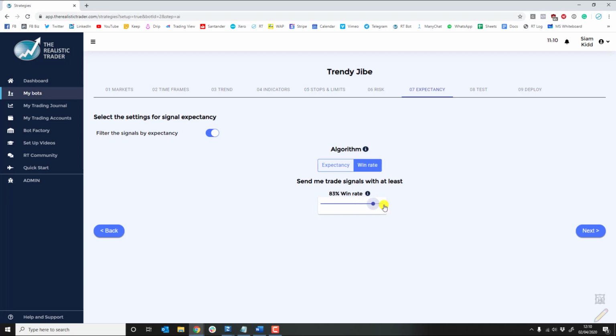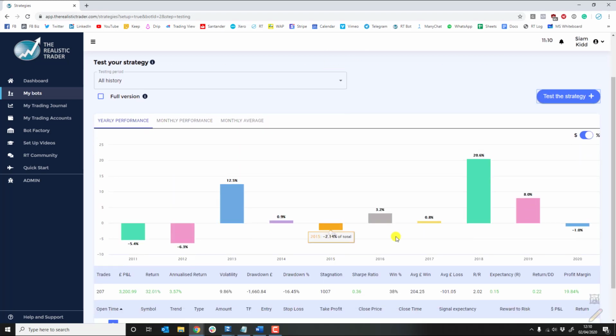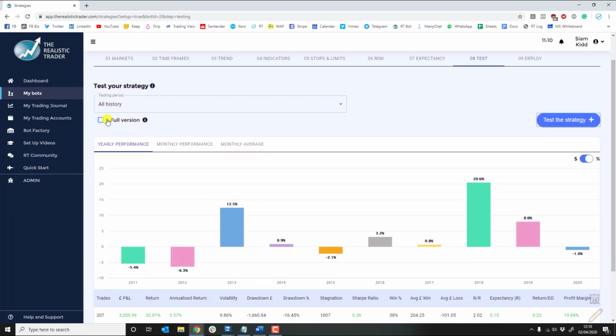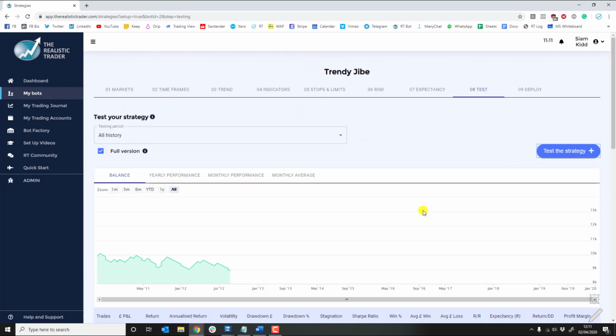And win rate, I wouldn't really play with the win rate. So just use expectancy, and as a benchmark, start with 0.1 and then see how it goes. Then you can test. It's faster if you do short tests without the full version, and you can see results happen very quickly. But whilst you're getting used to this, press full version because it's pretty cool.